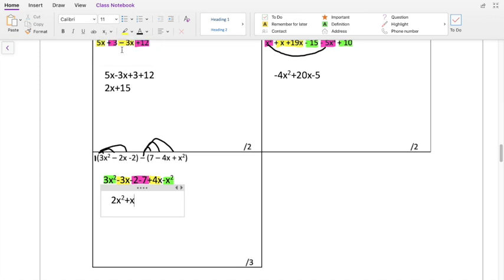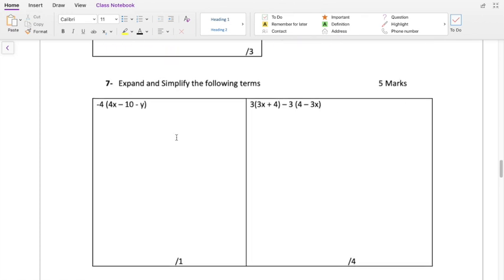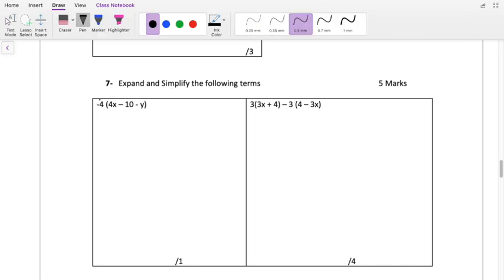Plus x. And then negative 2 and negative 7 is going to be negative 9. So expand and simplify. Okay. So here's where we talked about rainbowing before. We're going to rainbow in as we go here. So all we're doing is multiplying in.